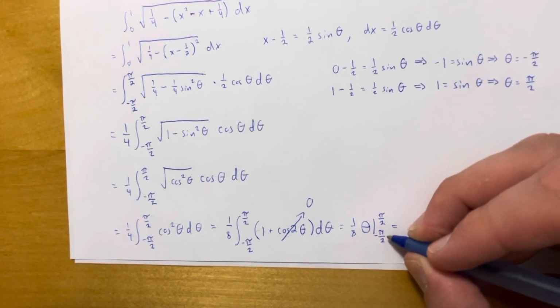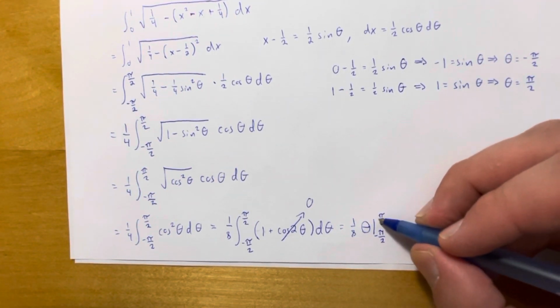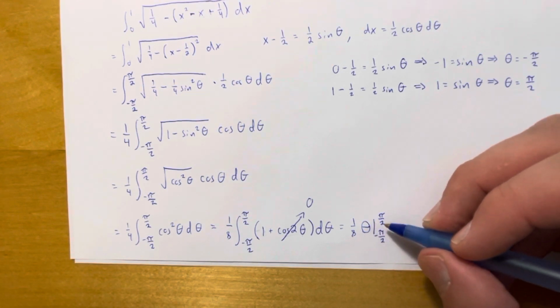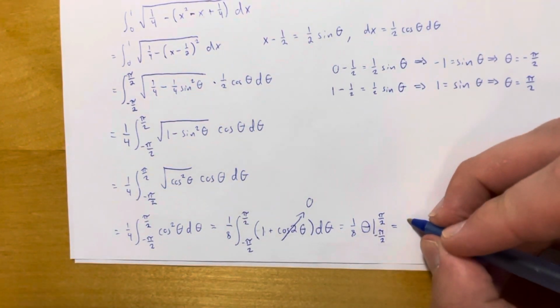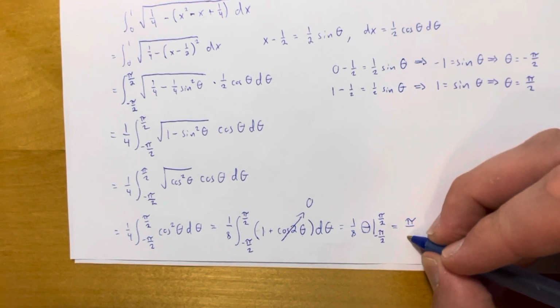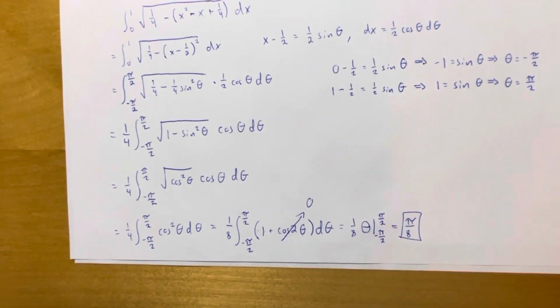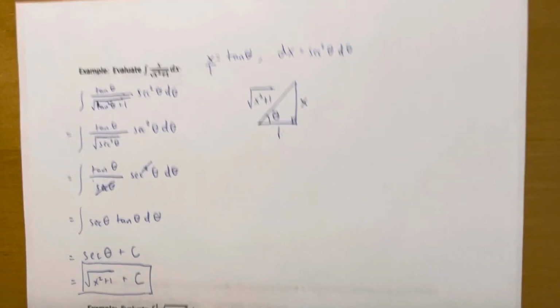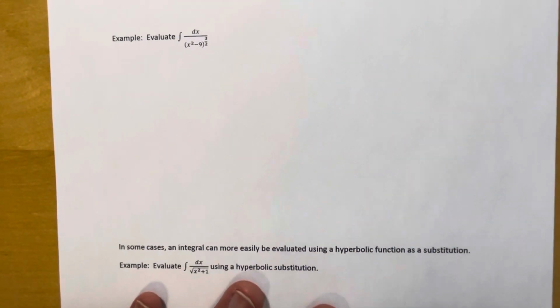So this I just evaluate. 1/8 times pi over 2 minus 1/8 times negative pi over 2. I'll let you do the arithmetic on that. It's really straightforward. This comes out to just pi over 8. And that's our final answer for that one. Okay? Good stuff. So we've got 2 examples left. We should be able to do them both, I think, in this video.